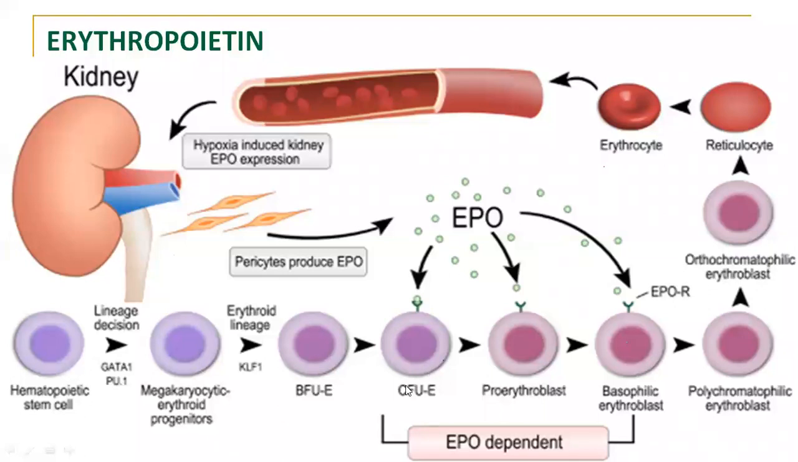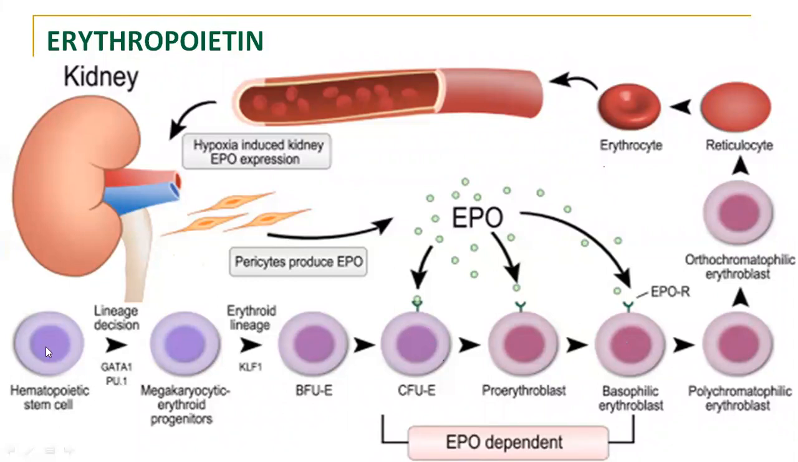So you have colony-forming unit erythrocyte that has got a receptor for erythropoietin. Then you also have pro-erythroblast that also has got a receptor, and the basophilic erythroblast. So these three cells are able to respond to erythropoietin. So the erythropoietin is going to stimulate them to undergo differentiation. So they're going to develop into these other cells, and then later on, they will become the reticulocytes, and then they will form erythrocytes, like we have already discussed. So this is the stage at which the erythropoietin is going to stimulate these cells.